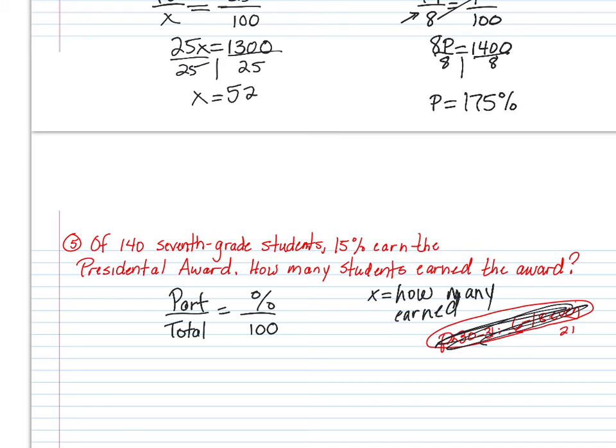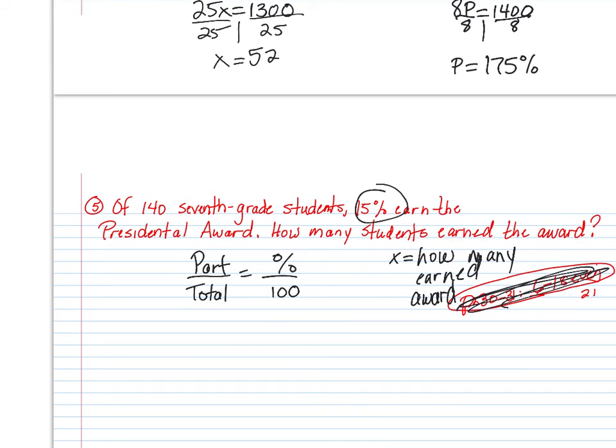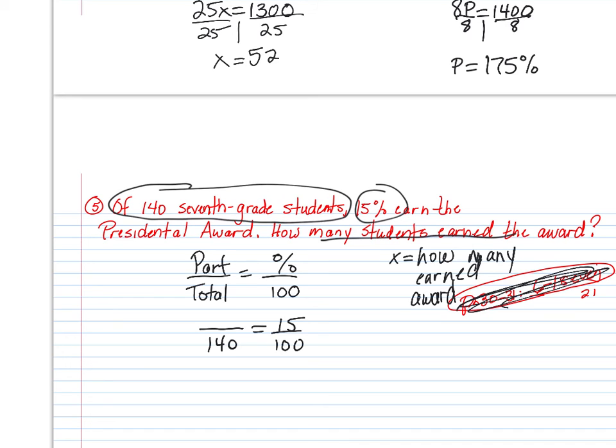All right, so look at this problem. Notice it said 15% of them earned it. So I'm going to put 15 over 100. And then what you have to ask yourself is, it says of 140 7th grade students. Is that part of the 7th grade or is that the total? That is the total number in the 7th grade. Only a certain part of them won the award, so we're going to put X here.